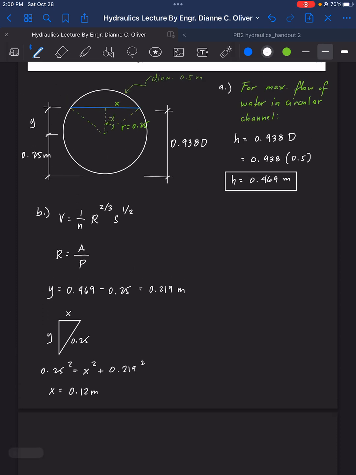Now to get the area, we will divide this into two areas. Area 1 is the area of the triangle, let's just say area triangle, and this area here is the area of the sector. So let's name that area triangle, and then AS, area of sector.